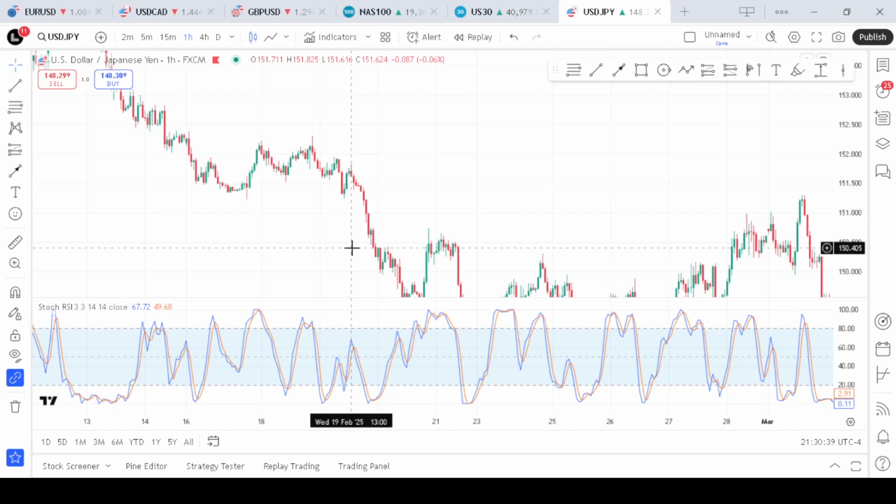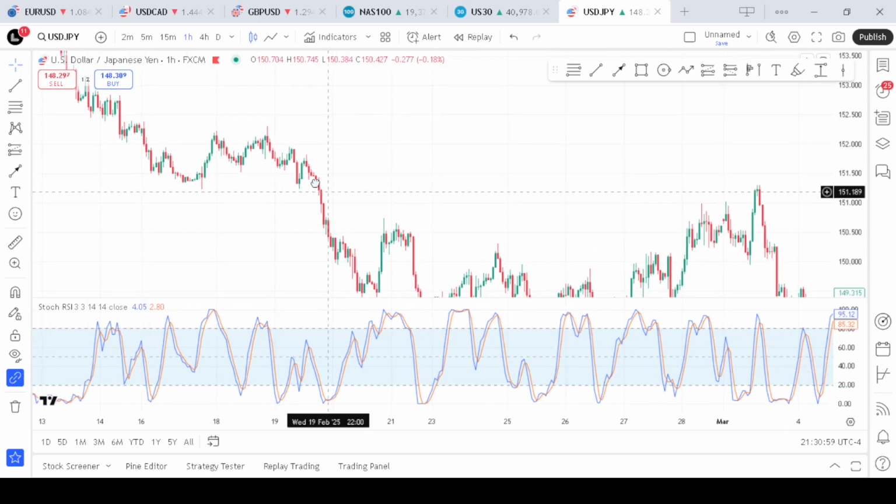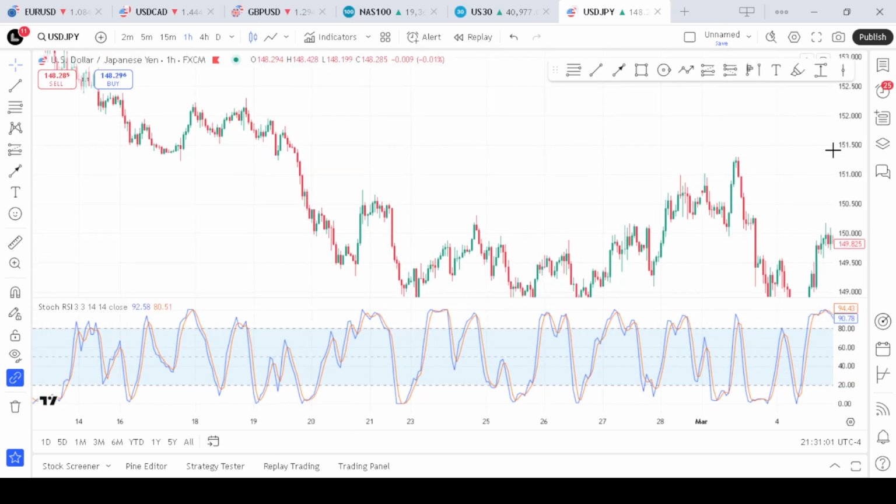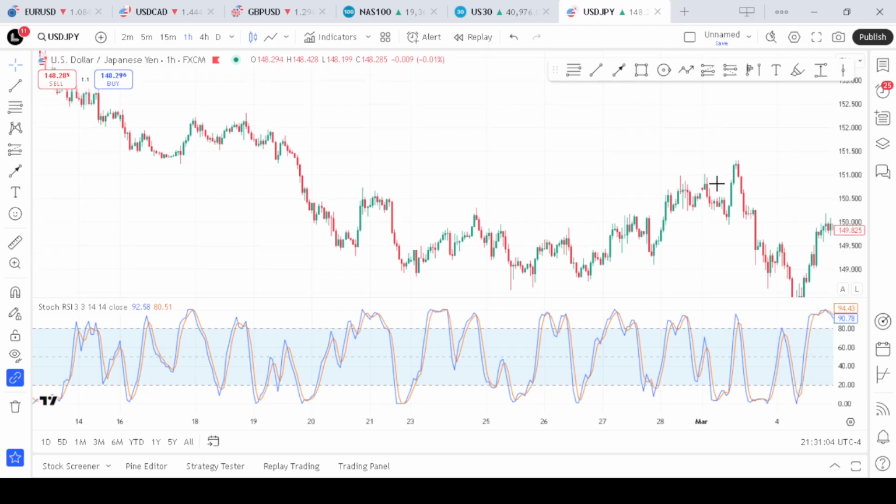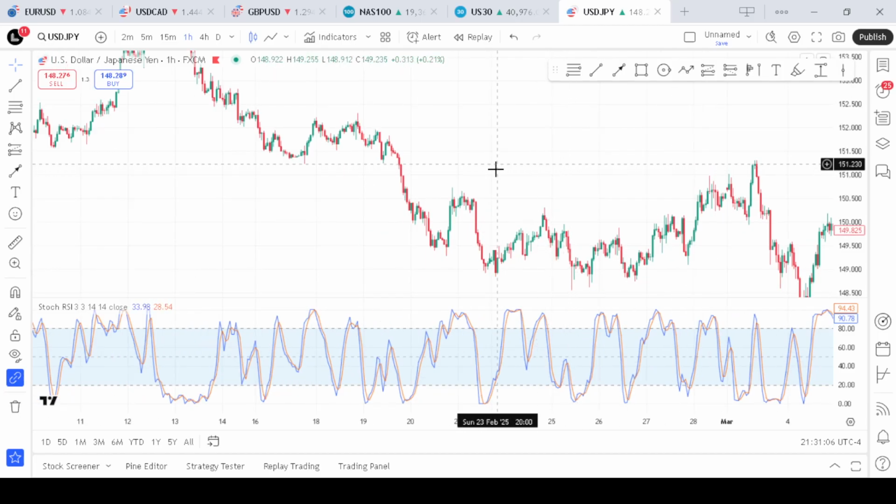Now that we understand what the stochastic RSI indicator is, let's explore a practical trading strategy that can be implemented immediately on TradingView. This strategy combines the power of the stochastic RSI with price action analysis to provide a high probability trading setup across various market conditions.